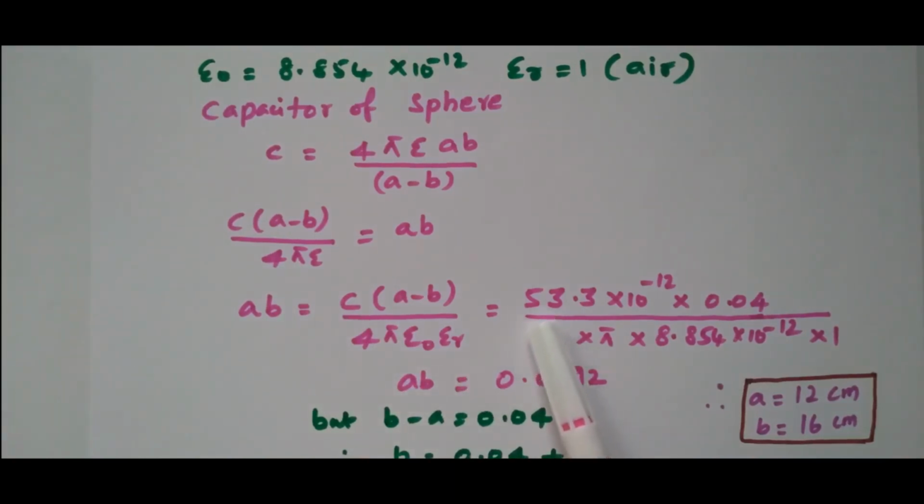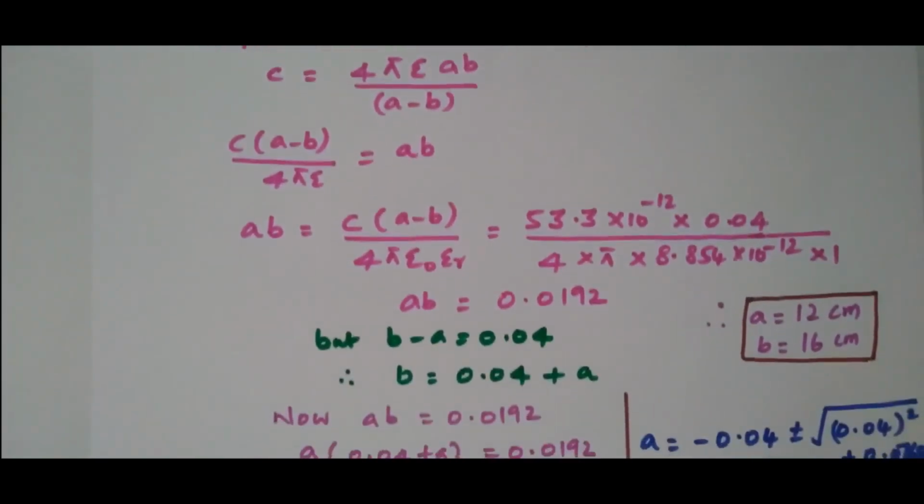C is given as 53.3 into 10 to the power minus 12, into the difference between these two, which is 0.04, divided by 4 pi. Epsilon naught is 8.854 into 10 to the power minus 12. Epsilon r value is 1. Right? So by simplifying this, what did we get? 0.0192. Right? The AB value after simplification is 0.0192. But we know that B minus A equal to 0.04.